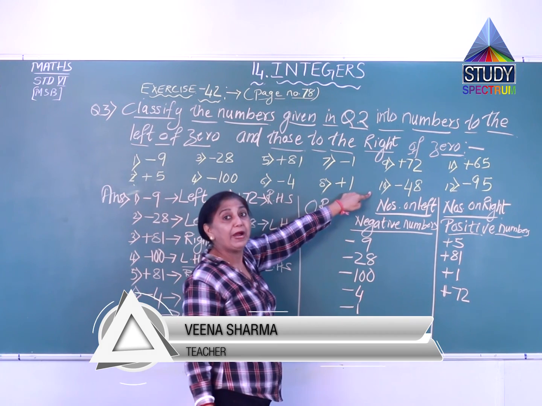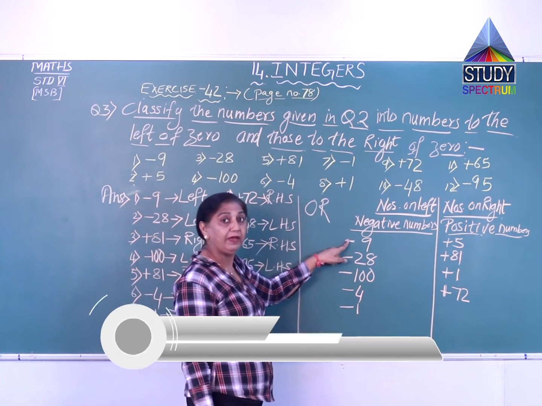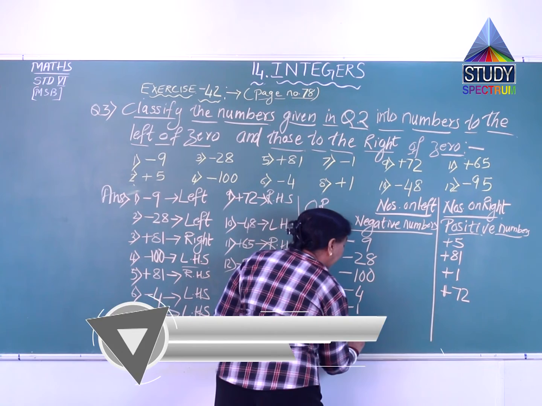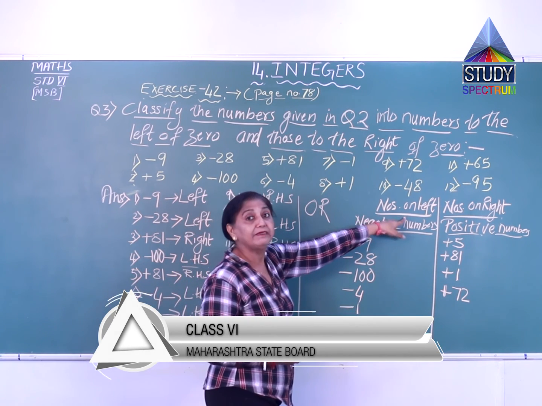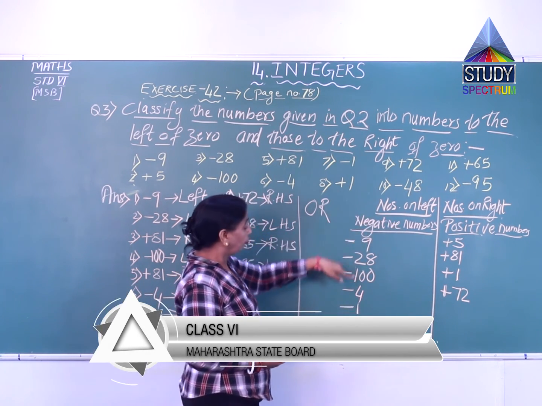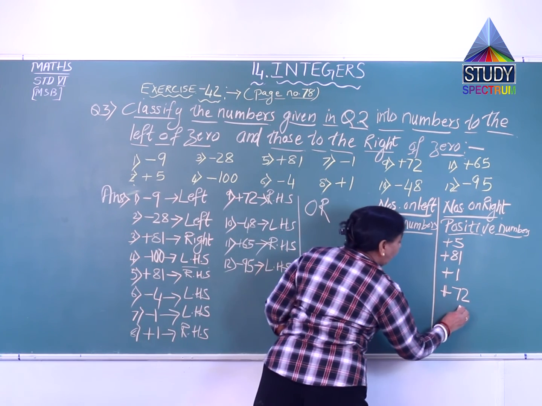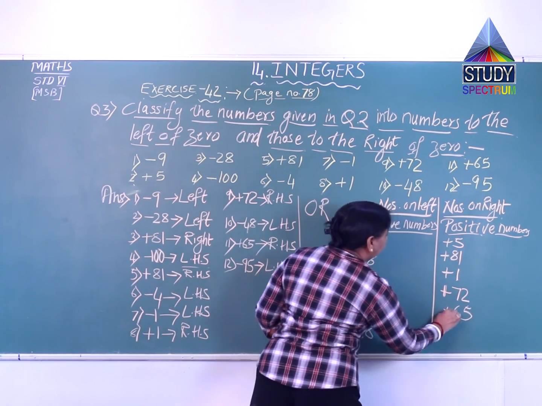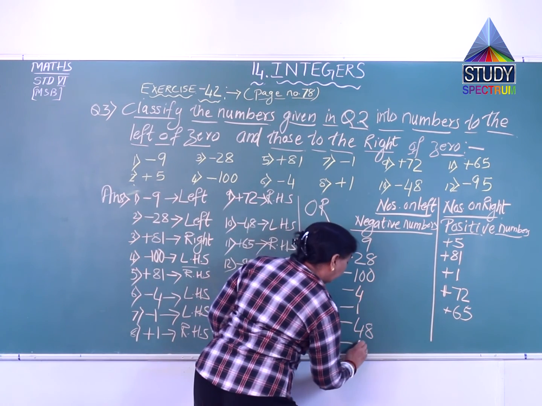Then what is minus 48? So where will it come? To this column. Why? Because it is negative, and negative, where do they lie on the number line? To the left hand side of the 0. So minus 48. Then positive 65, so it will come here. And then the last number, negative 95, so it will come here.